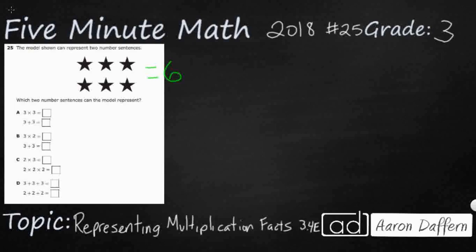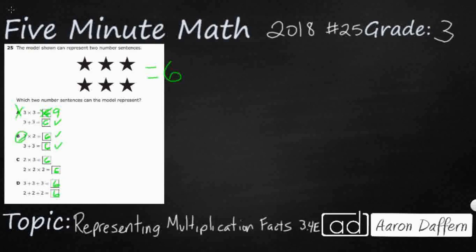So an easy way, we'll do the quick way, then we'll do the longer way. The easy way to do this is just to put 6 in the answer of every single one of these and see which one has two number sentences that make sense. So 3 times 3, nope, that is incorrect because 3 times 3 is 9. 3 plus 3, yes, that works. So A is almost right, but it's going to be wrong. 3 times 2 works. 3 plus 3, that works as well. So B is going to be our answer.